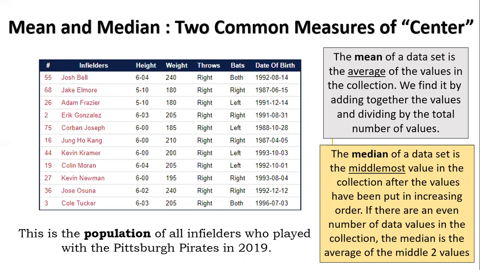Now, sometimes you may have a data set that has an even number of values. In this case, there's not just one middle value, but two middle values. And what we do in that case is we report the average of those two middle values as the median. Let's take a look at computing some means and medians, first of all, using this data set of the pirate infielders.